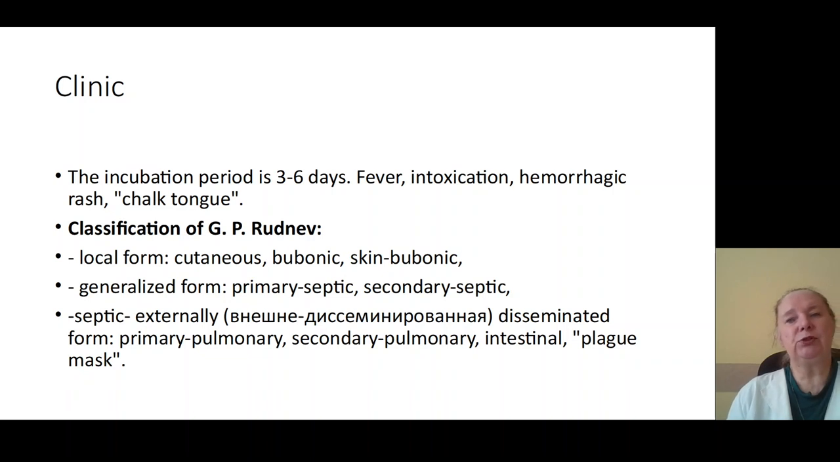Intestinal forms are variants of disseminated form 2, characterized by high fever, intoxication, and gastrointestinal syndrome: nausea, vomiting, diarrhea, syndrome of gastroenteritis, syndrome of gastroenterocolitis, with vomiting and stool with blood admixtures because of activation of disseminated hemorrhagic syndrome.